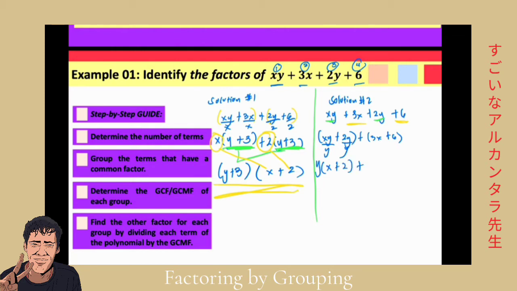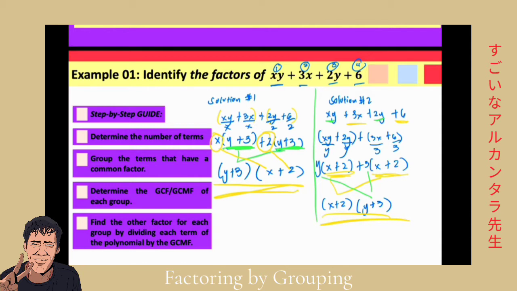Next, the GCF here is 3. Divide both terms by 3. 3x divided by 3, that is x. 6 divided by 3, that is 2. Same case with the one earlier. They both have something in common. In this case, it's the quantity x plus 2. So copy that. And for your other group of factors here, it should be the GCF, so it's y plus 3. As you can see, we arrive with the same answer.